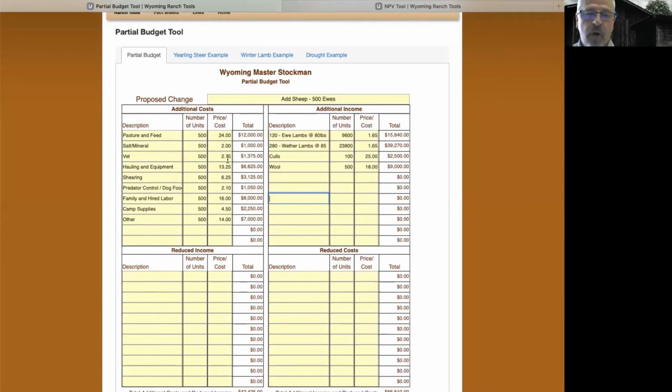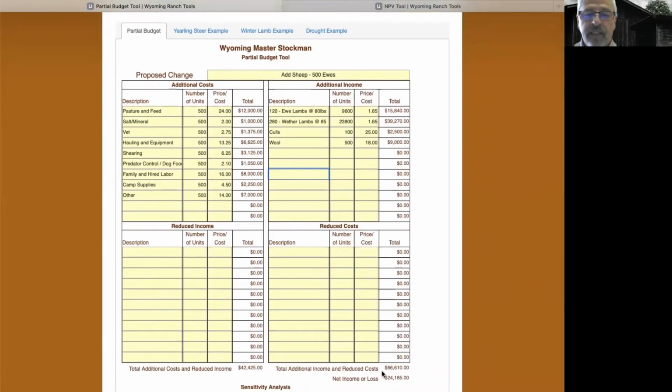As we go through this example, certainly you want to try to be as accurate as you can in building this model for your own operation if you're making this decision. Then I went over and said, well, if I can sell ewe lambs and wether lambs, that's something new. That's an additional income. So I've sold those at 80 pounds and 85 pounds, selling fewer ewe lambs because I'm retaining those ewe lambs to replace my ewes that I'm culling. I also accounted for my culls and wool, all income sources that I can account for. Based on that, I had an additional income of $66,610.